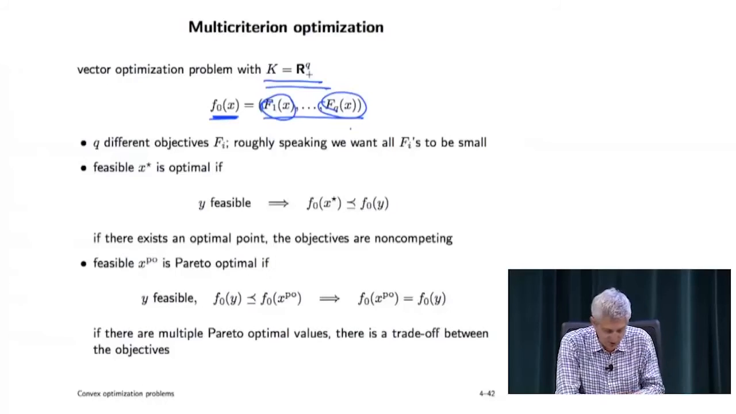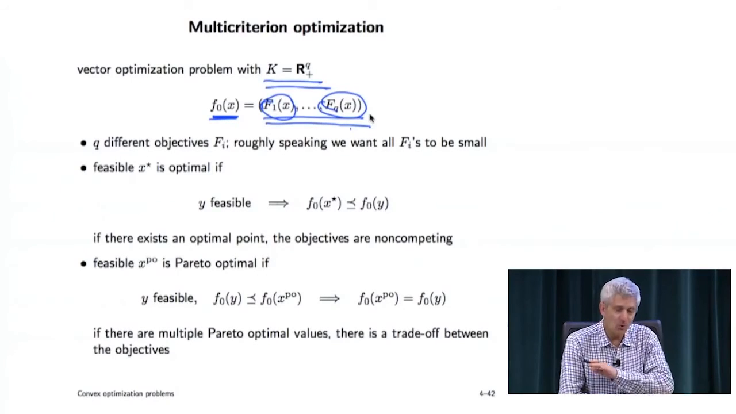In finance, these would be things like cost or negative profit, and then the second one might be some kind of measure of risk. You want low risk and you want high profit, which is low negative profit. So that would also naturally be a multi-criterion problem with two objectives. That's called bicriterion. So you think of these as different objectives, and the idea is you want them all to be small.